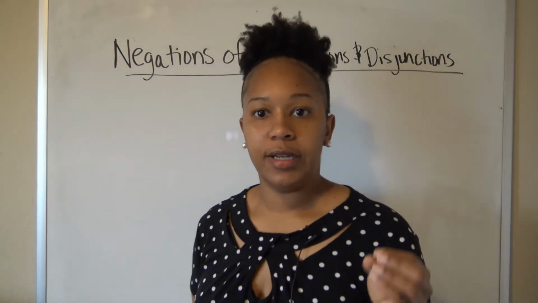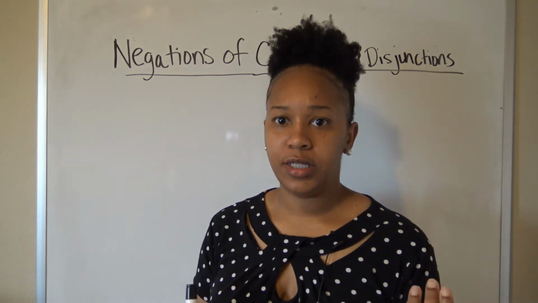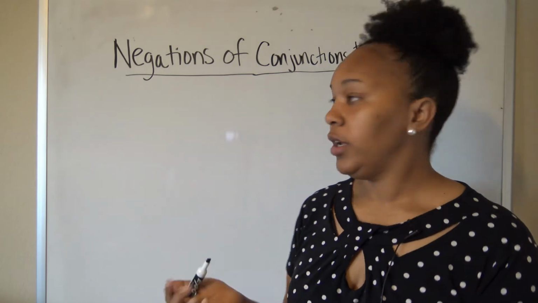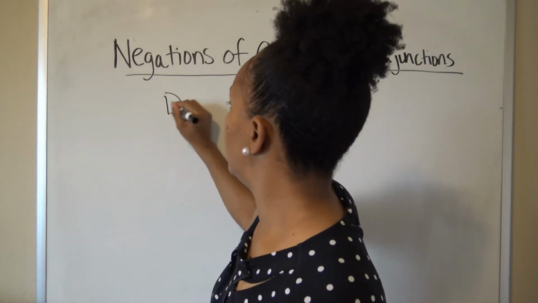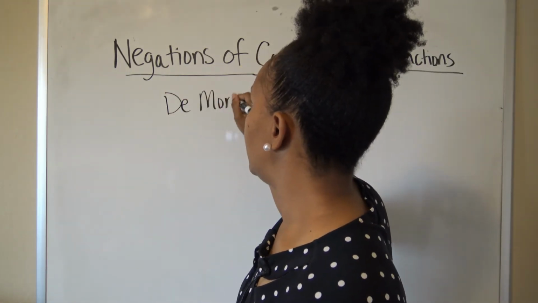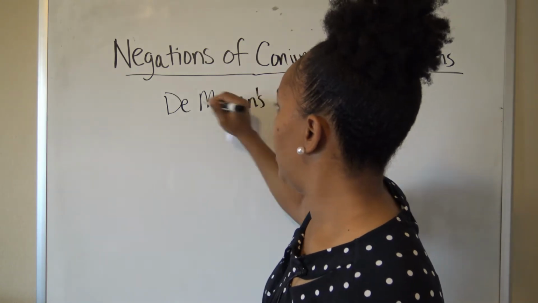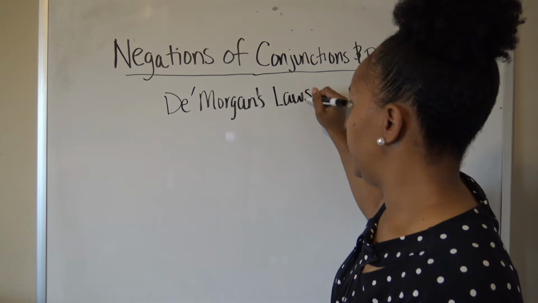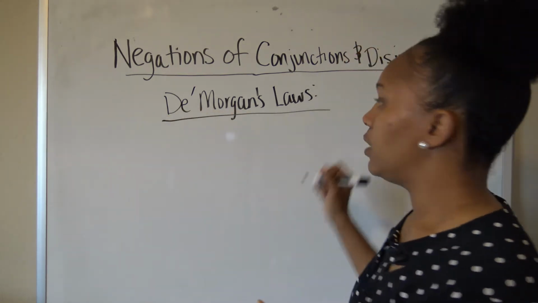Now we're going to look at the negation of the conjunction and the disjunction. And these are actually called De Morgan's laws. So De Morgan's laws actually tell you how to take the negation of these. All right, so this is how the negation of the conjunction works.